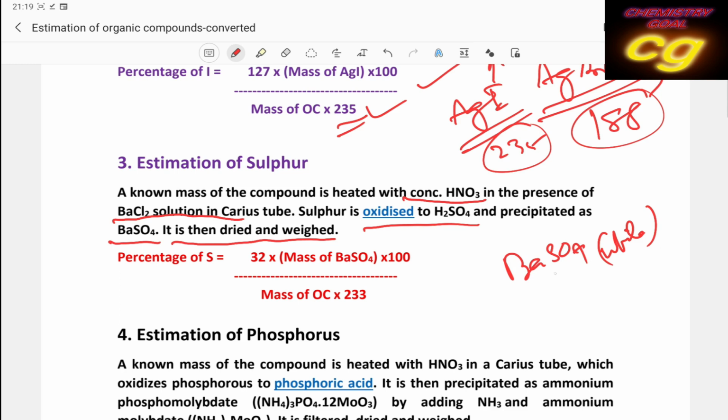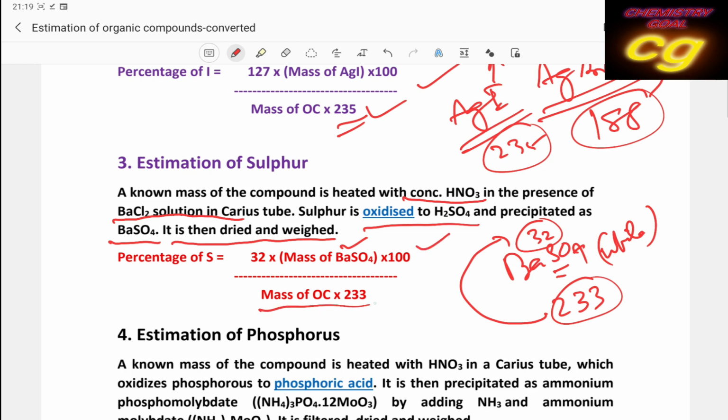The molar mass of barium sulfate is 233, you have to remember, and 233 grams of barium sulfate contain 32 grams of sulfur. So the formula is 32 into the mass of barium sulfate produced into 100, divided by the mass of organic compound into 233. That is very important. The molar mass of barium sulfate is 233. Then we calculate the percentage of sulfur present in the organic compound.